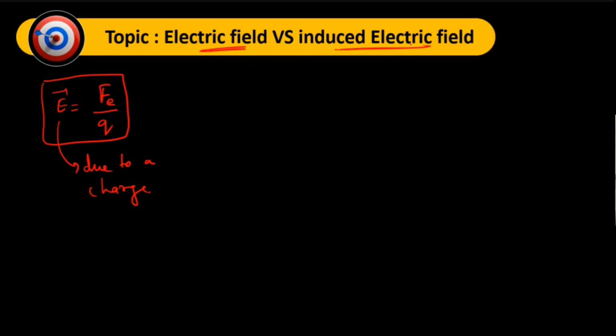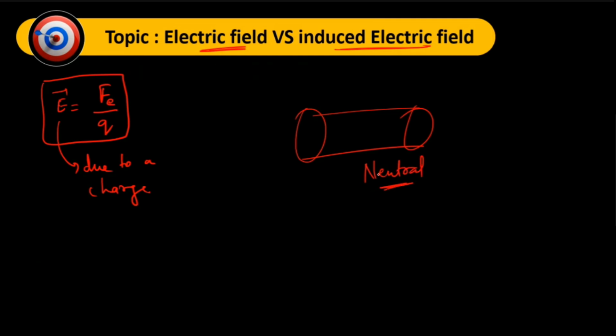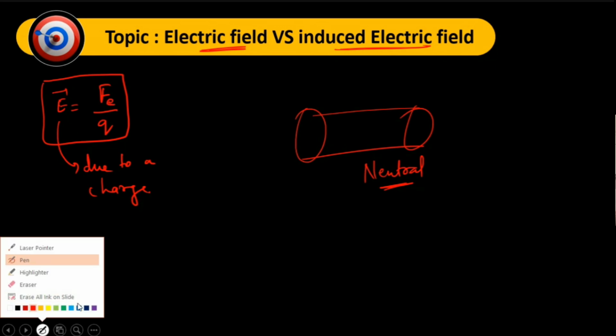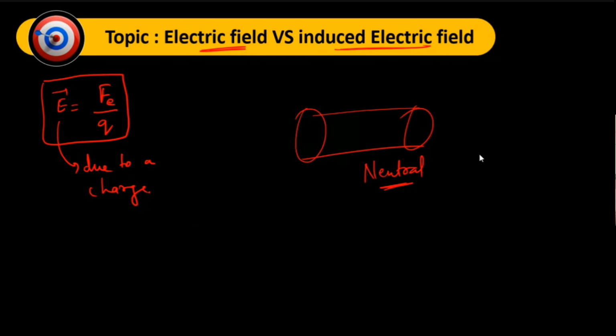But for induced electric field, suppose there was a conductor, but this conductor is neutral. What do you mean by neutral? Like the charges are the same, like it has a positive and a negative charge. I remember what my teacher told me, that if it's neutral it means it doesn't have a charge, but then you said that's not true.